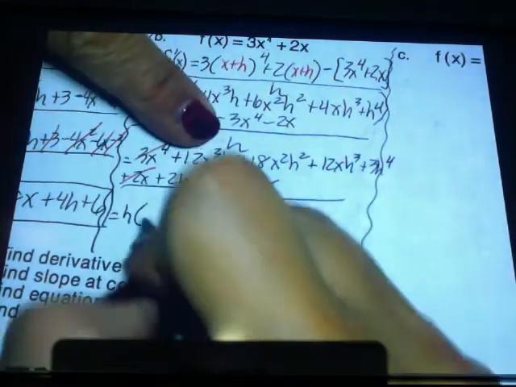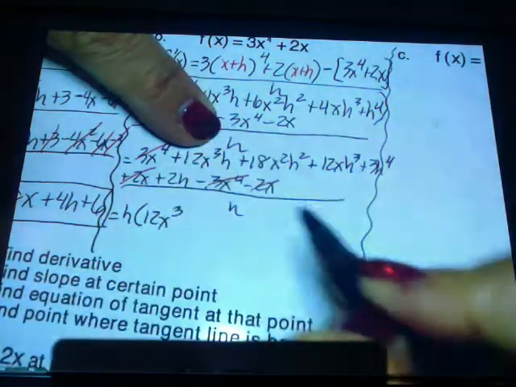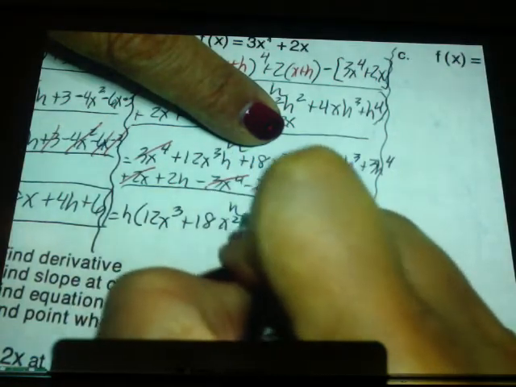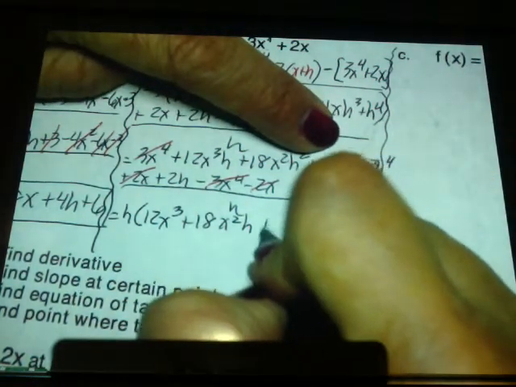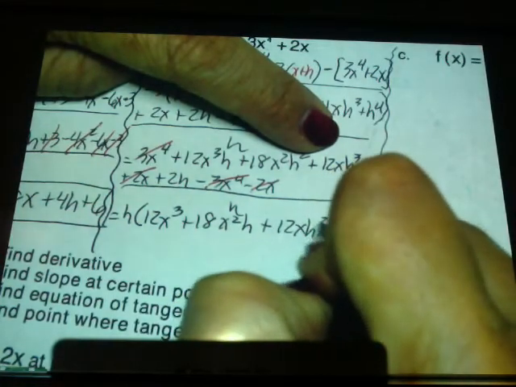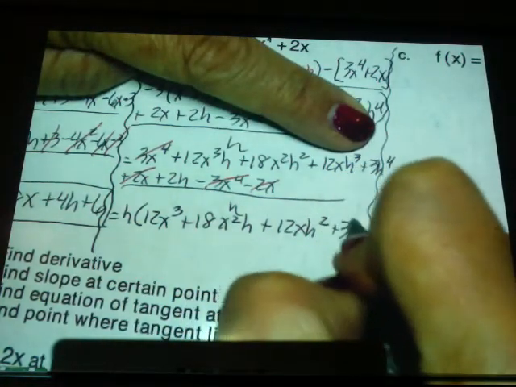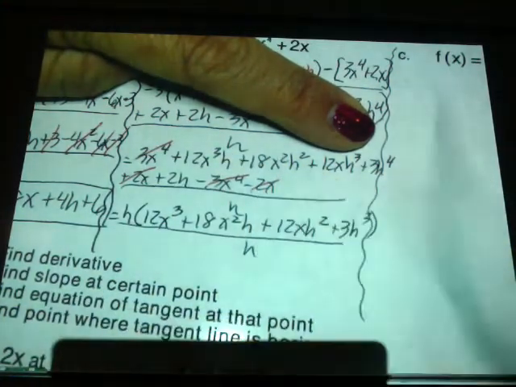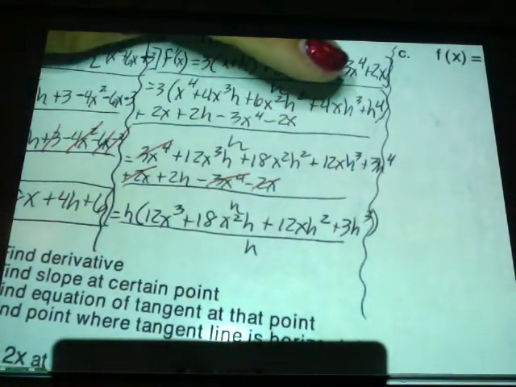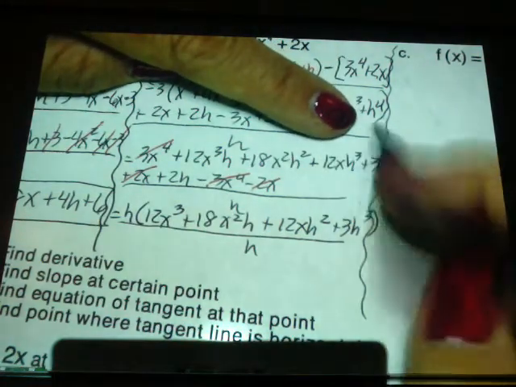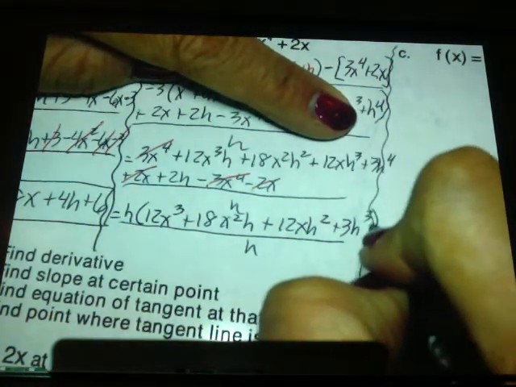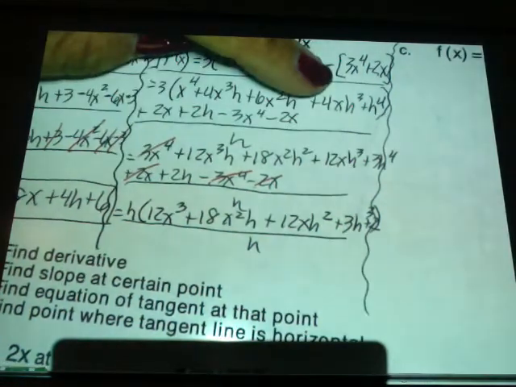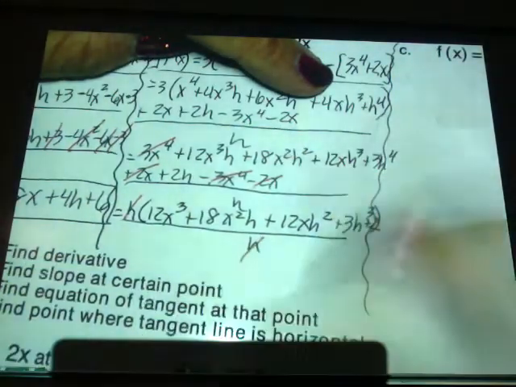So we have here 12x cubed, and then plus 18x squared and an h, plus 12xh squared, plus 3h to the 3rd, all over h. Plus 2h. Oh, plus 2h. Little bugger got away from me. Plus 2, just plus 2, right? We took out an h. Alright, so then the h's cancel.